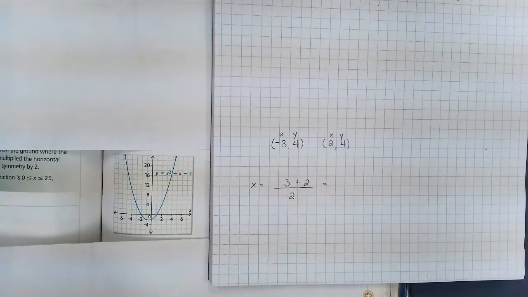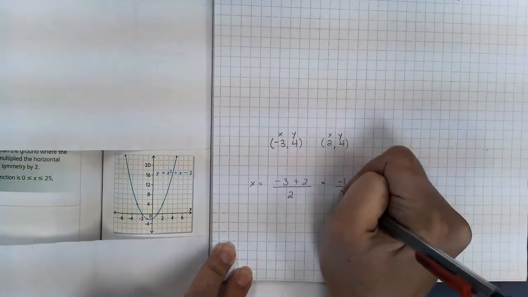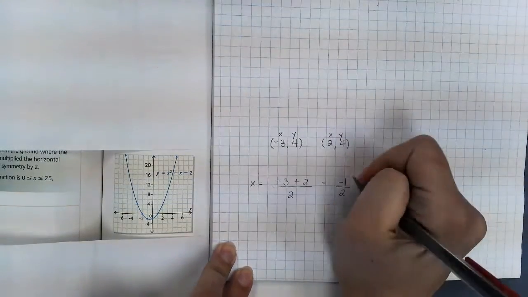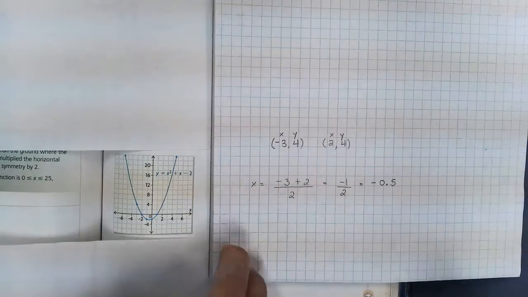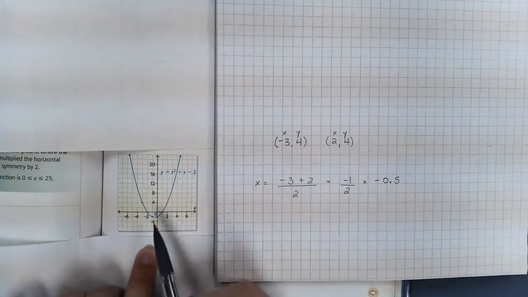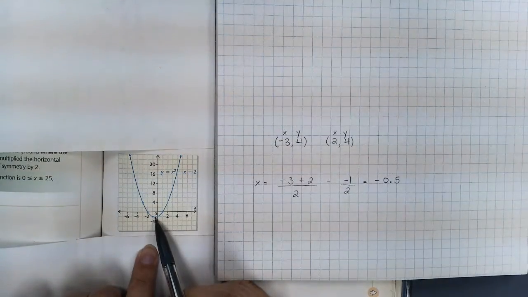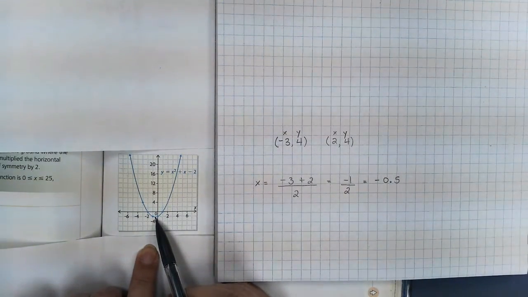You have 3 negatives and you have 2 positives. So if you were to cancel them out, you would end up with -1 over 2, which is -1/2, and you can also write it like this as a decimal. And if we look at our graph very closely, you can see that the vertex is in between 0 and -1, so -1/2 makes sense to be right in the middle there.